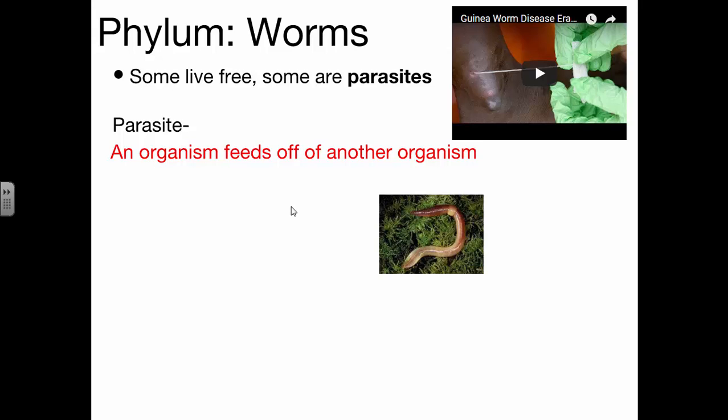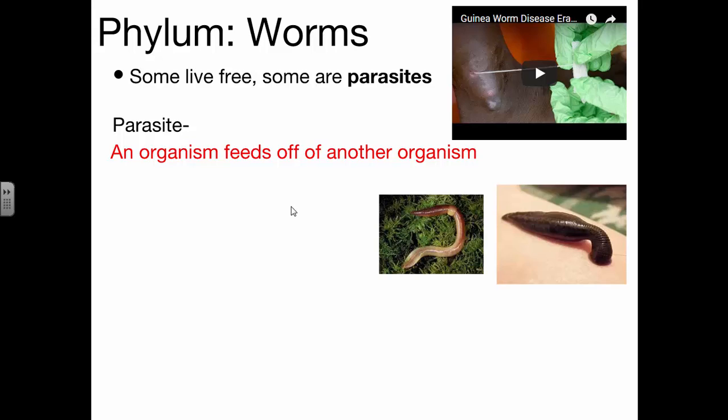So here's a worm we're familiar with. What is it? Earthworm. That's an earthworm. It's called a segmented worm. If you look close at an earthworm, its body has those sections. That's a segmented worm.